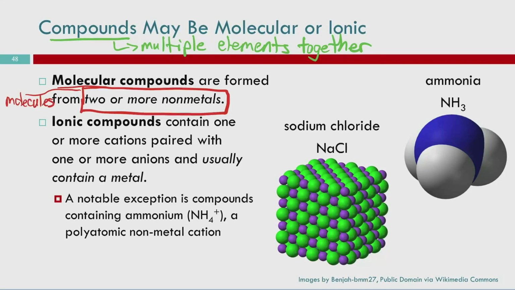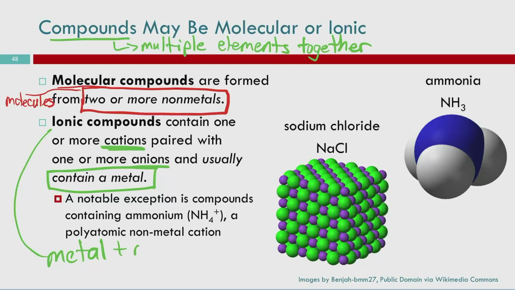And then we also have ionic compounds. These contain 1 or more cations paired with 1 or more anions, and usually for this class pretty much always contain a metal. So ionic compounds, you might memorize metal plus nonmetal.